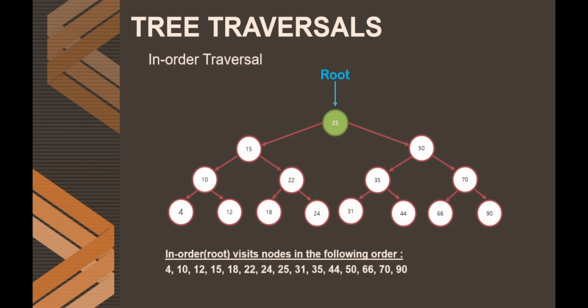So in-order visits nodes in the following order. First of all comes 4, the upper node 10, then again goes to the lower node 12, then comes 15, then 18, then 22, then 24, and here comes the root node containing value 25, then again goes to the lowest node from the right side, which is 31, then 35, then 44, then 50, 66, 70, and finally 90.